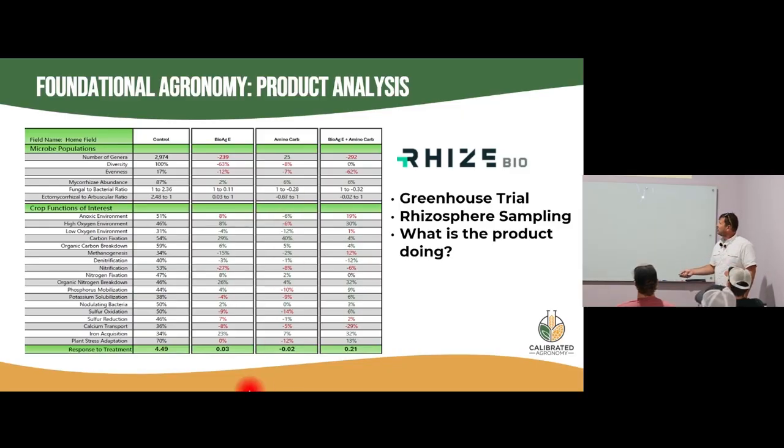So down here at the bottom where you see the response to treatment, the control is a 4.49. We see that BioAg E took it to a 0.03. We actually went backwards just putting the food source on. We went negative 0.02. Where we put the BioAg E and carbon together, we came up to a 0.21. What they kind of say at Rise is for every 0.01 to 0.02, that is worth anywhere from 2 to 5 bushels. So this was in western Iowa 2 years ago. This program ended up being about 14 bushels. So it really kind of dialed us into what we should do and taking it to the field.